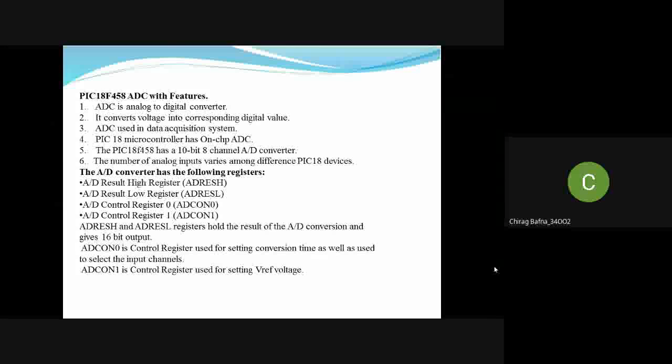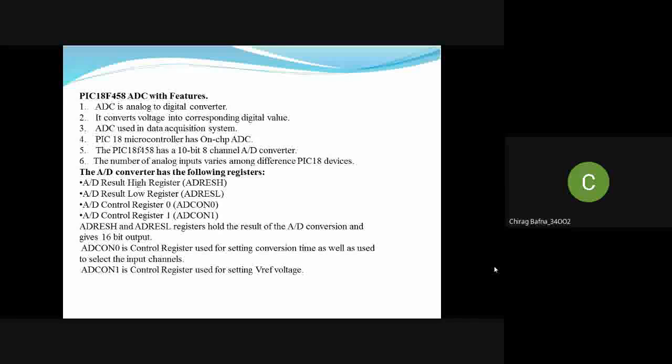PIC18F458 ADC has some features. First one is obviously that it is an analog to digital converter. It converts the voltage into a corresponding digital value used in the data acquisition system. It's an on-chip ADC. PIC18F458 has a 10-bit 8-channel A to D converter, and the number of analog inputs varies among the different PIC18 devices. Following are the registers which are included in the AD converter.